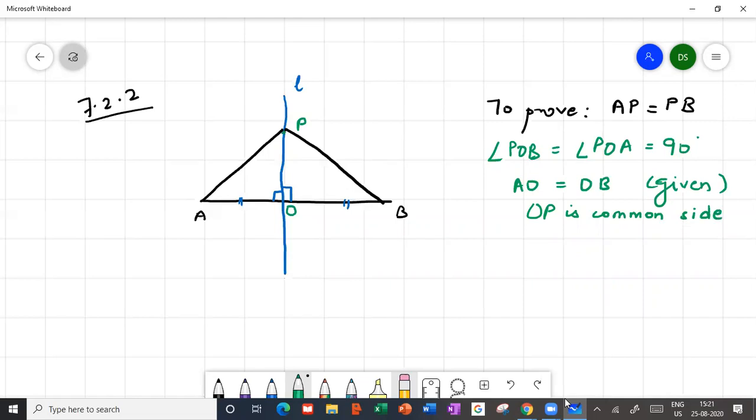Correct. So basically this is angle, side and side. So which property is used here? By which theorem? Side, angle, side. Awesome. Yes. By SAS, we can say the triangles are congruent.